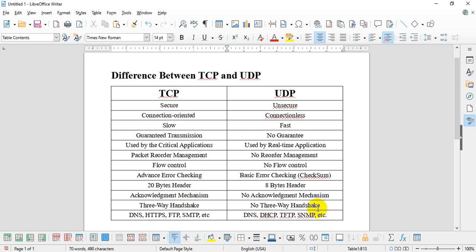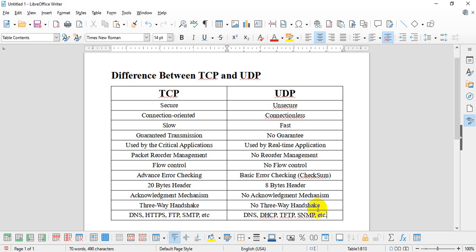So this is for the recap. I will again explain the difference between TCP and UDP. TCP is secure, UDP is unsecure. TCP is connection oriented, and UDP is connectionless. TCP is slow, and UDP is fast. TCP guarantees the transmission of the data sent by the sender and received by the receiver, and UDP does not guarantee the transmission of data.